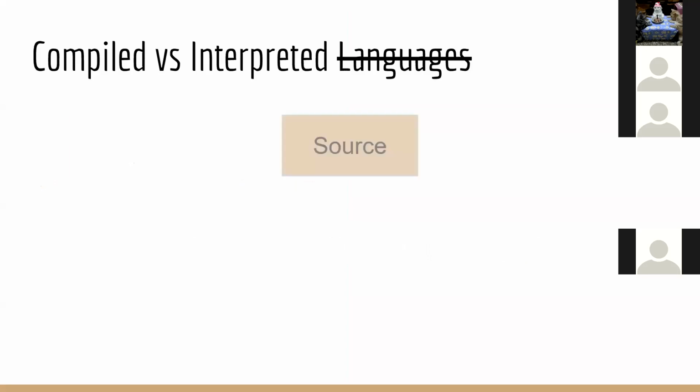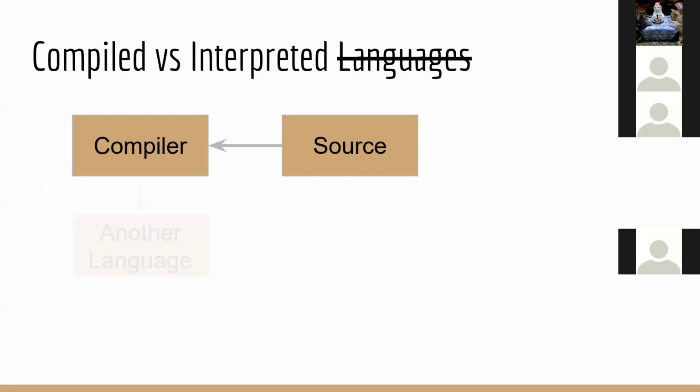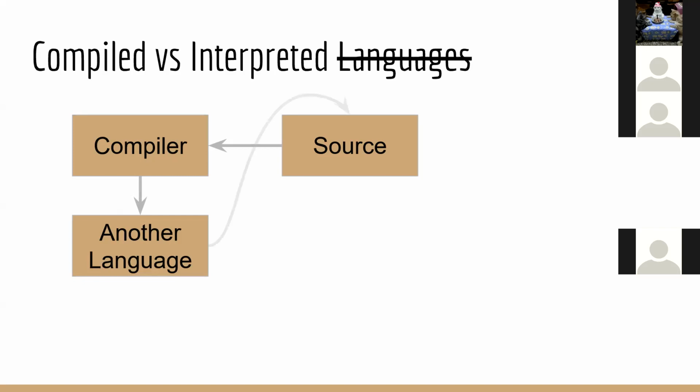I have a footnote here about compiled versus interpreted languages. When you have a compiled language, basically all you're doing is taking a compiler and turning the source into another language. That other language could be something like C, for instance. There are many languages that compile to C because C is a good universal system that can be compiled onto anything. It can run very fast, so it's a good language to target. And so this other language is another source, so it just loops back around.